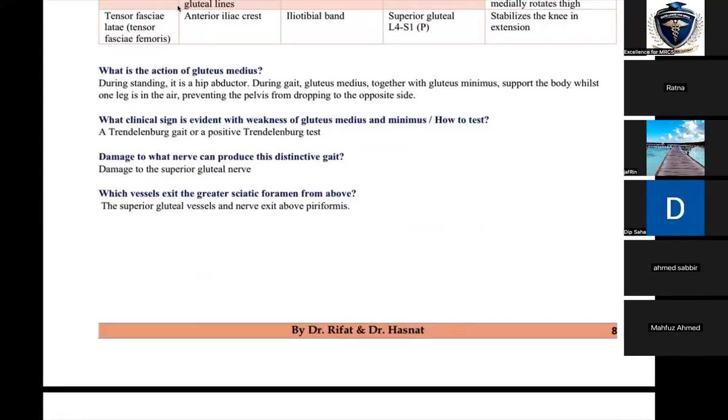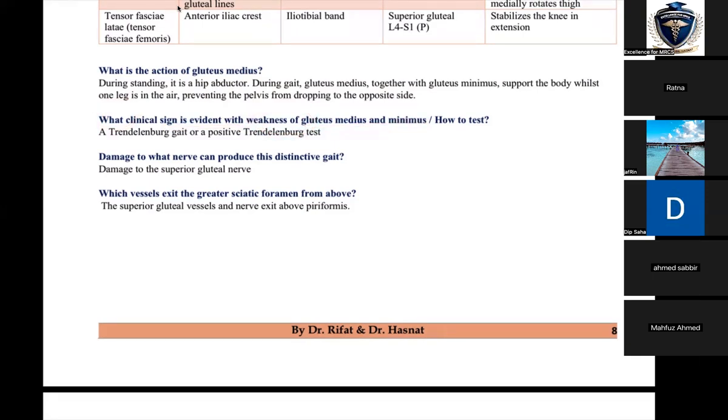Okay, what is the action of the gluteal medius? During standing, it is a hip abductor, and during gait, gluteal medius together with the gluteal minimus supports the body while one leg is in the air, preventing the pelvis from drooping to the opposite side. That means it prevents the drooping of the pelvis to the opposite side. What clinical sign is evident with weakness?